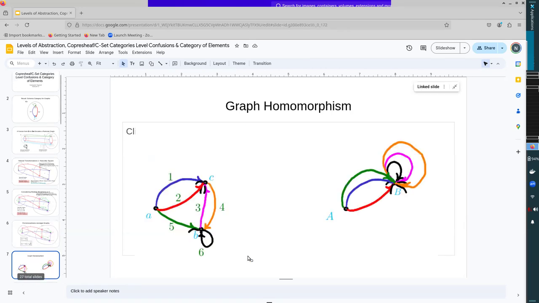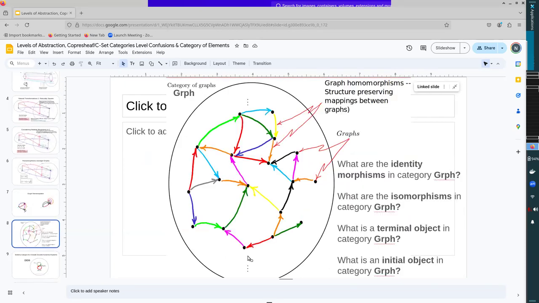Remember that? And that gave us a whole category of graphs, right? Where each of these dots is a particular graph and the edges are morphisms between them, which are homomorphisms. And this is generally the thing in category theory. When we have a diagram, it's very common that we have objects and the morphisms are homomorphisms between those objects. They're structure-preserving mappings. And that's the case here. This isn't any old scrambling from one graph to another. It's structure preserving. It's a way of mapping, right?